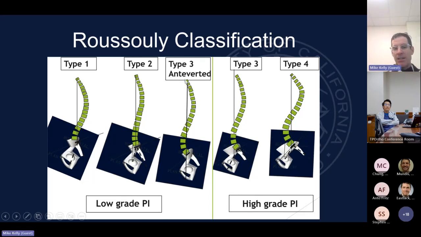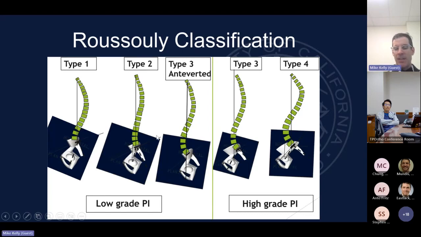Things to consider is that there's also, and you will see these in adolescent idiopathic scoliosis, what's called the type 3 anteverted. Type 3 anteverted is a low-grade pelvic incidence, less than 55, who have curvatures that look like a type 3, but the hips are behind the sacrum, or they have a pelvic tilt of 0 to negative. You don't want to create type 3 anteverteds.